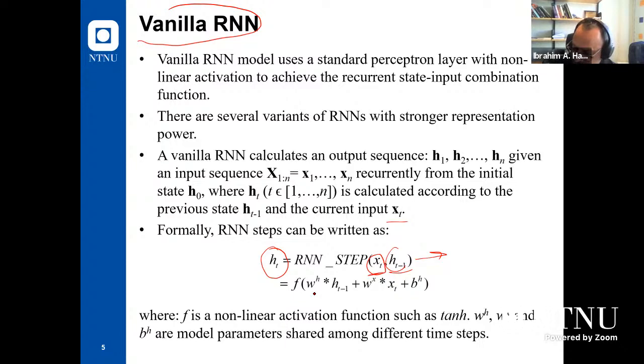It's a nonlinear activation function, and the input will be Wh times h. So this one you can say is state to state, or hidden to hidden. This one is input to state: Wx times xt plus bias bh. F is a nonlinear activation function such as hyperbolic tangent. Wh, Wx, and bh are model parameters which we share among different time steps, because in each time step we train the model and propagate the states from one time step to the next, and we also share the model parameters between different time steps.